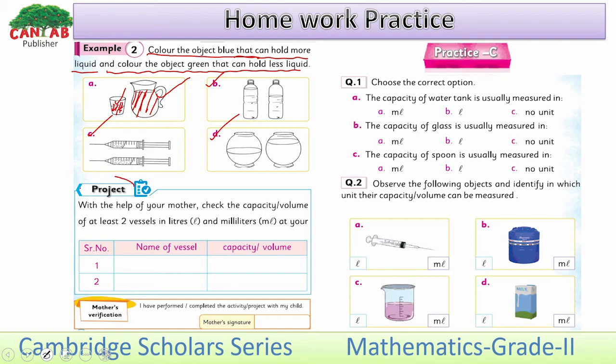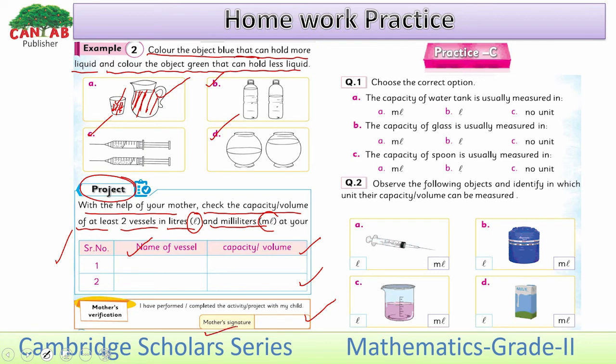Now look at the project. You have to complete this project at your home with your mother. With the help of your mother, check the capacity or volume of at least 2 vessels in liters, L, and milliliters, ml, at your home. Write the name of the vessels. They may be a jug or glass or other vessels, and you have to write the capacity of those vessels which you have observed at your home. You may take help from your mother or anyone else. After completing this project, you should get a sign over here from your mother.